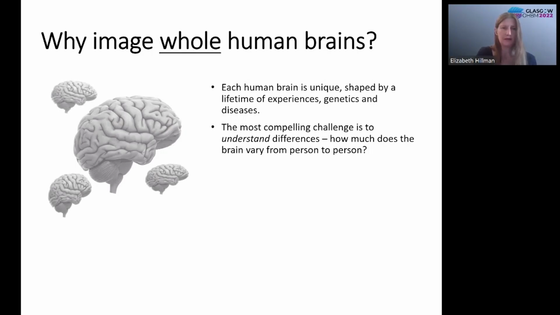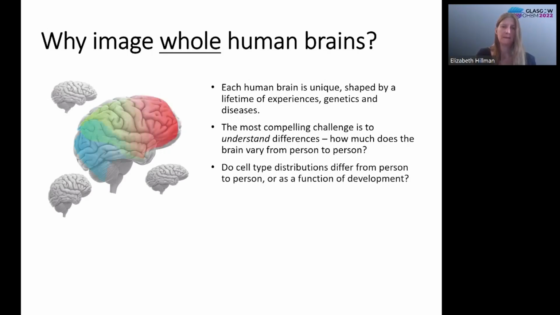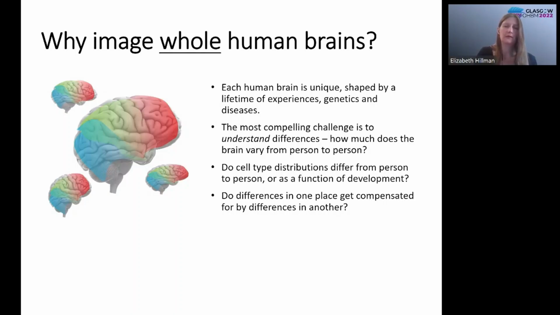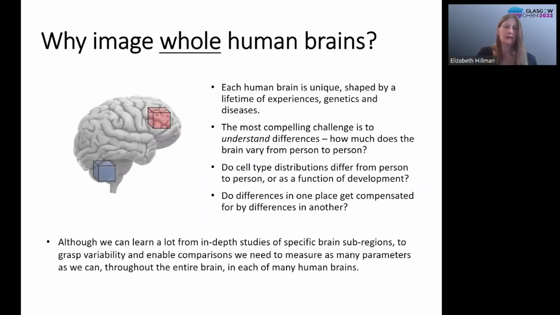Everybody's brain is different. It's got a different shape. It's going to have different aspects to it. And it's understanding those differences that we felt would bring the biggest insights. So for example, do cell type distributions differ from person to person, or do they change as a function of development? Do differences in one place get compensated for by differences in other? Although we can learn a lot from in-depth studies of different regions and subregions, in order to grasp variability, enable comparisons, and create a database that would allow us to take any piece of brain from any person from any region and compare it to standard brains, we want to be able to capture the entire brain of each individual human.